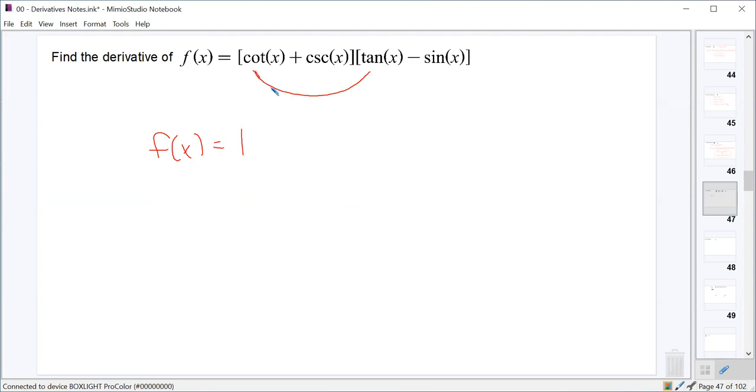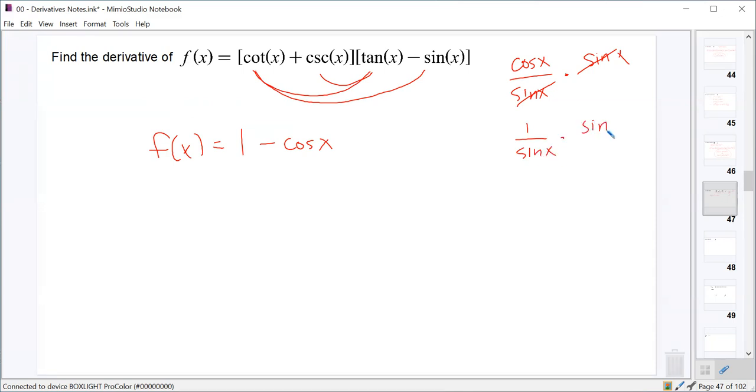And then we've got cotangent times sine of x. So that's like cosine of x over sine of x times sine of x. Well, the sine x's should cancel, and we'll just be left with cosine of x. And since we had a negative there, it'll be minus a cosine. Then we'll do the cosecant times the tangent. Well, cosecant is 1 over sine, and tangent is sine over cosine. That gives us 1 over cosine.